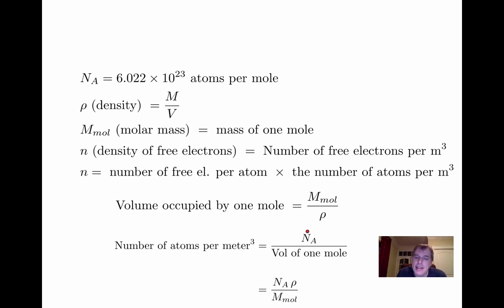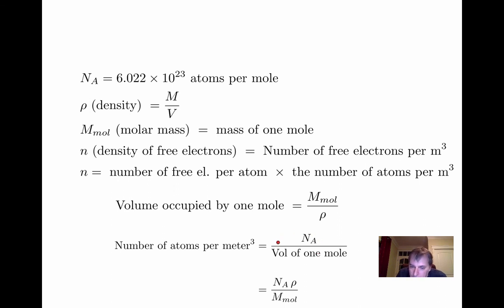So you just have to take Avogadro's number divided by the volume of 1 mole. That will give you how many atoms there are per meter cube, because you know that Avogadro's number of atoms occupy the volume of 1 mole. So divide that number by the volume of 1 mole, and you get the number of atoms per meter cube.